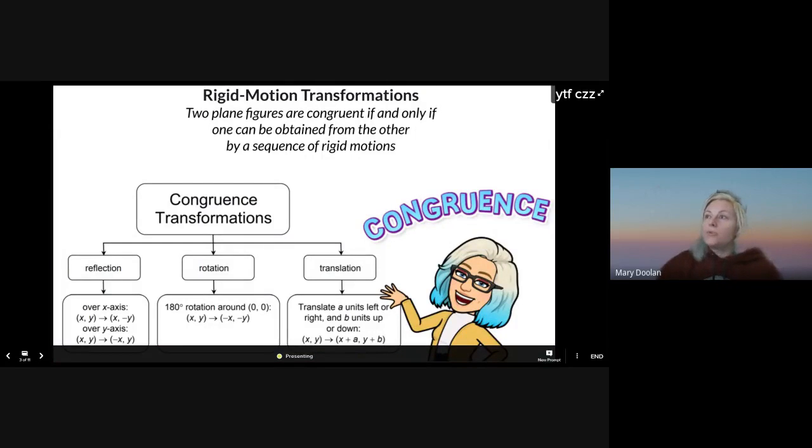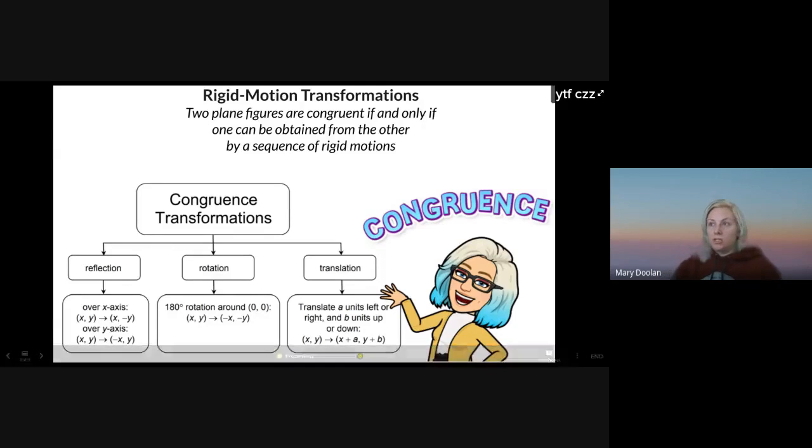Okay, so rigid motion transformations. Two plane figures are congruent if and only if one can be attained from the other by a sequence of rigid motions. And so we've learned this before. This is review. The transformations that are rigid are reflections, rotations, and translations.